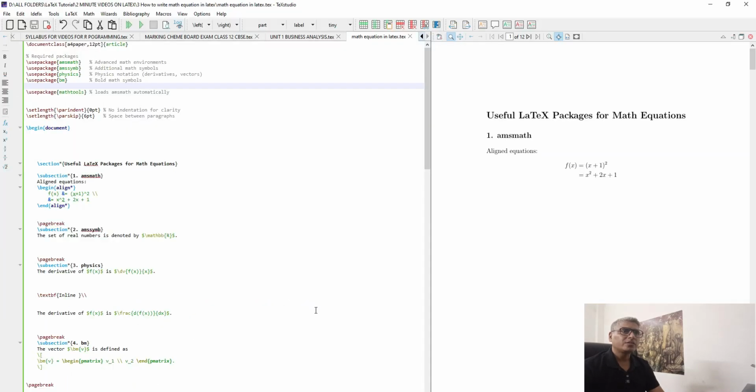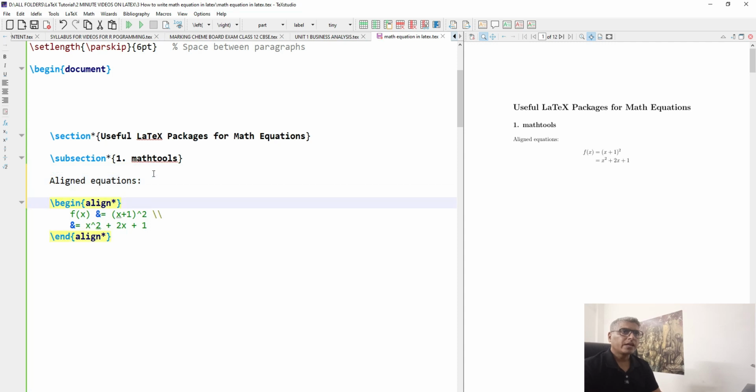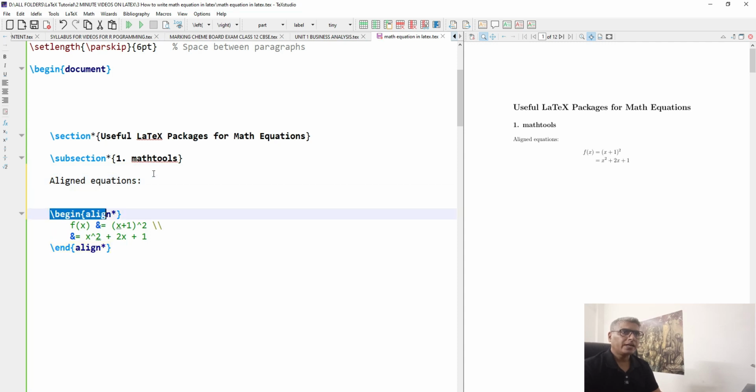Here we are using mathtools as well, which is going to load amsmath automatically. So we are not going to use the amsmath package separately as it is already there in this particular mathtools package. So let's understand about the mathtools package. It is going to align the mathematical equation. Here we have written begin align and end align. This is going to align our mathematical equation right this way.